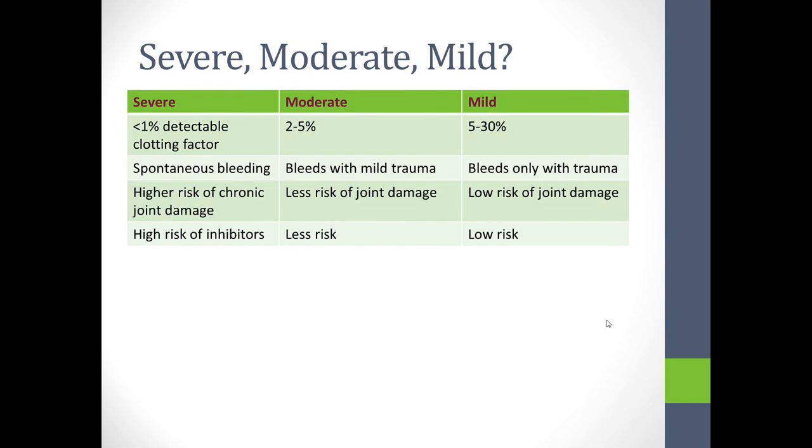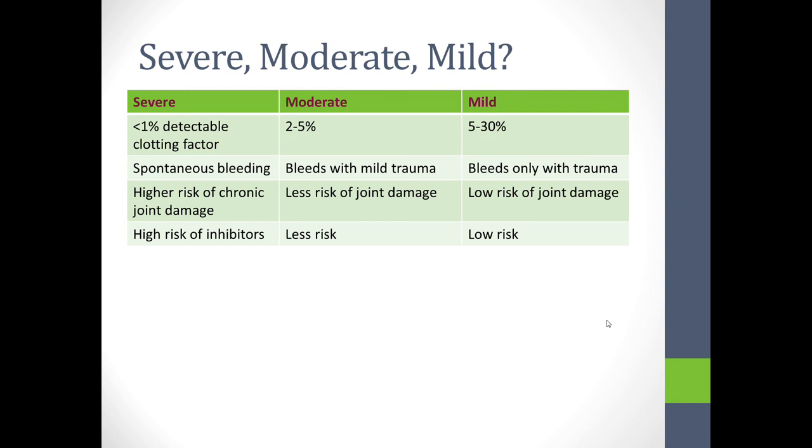Okay, so hemophilia is described as severe, moderate, or mild. These have nothing to do with the clinical picture of severity, but have to do with the depth of factor deficiency. And that can affect, in general terms, the clinical picture. Severe is less than 1% detectable clotting factor, moderate 2 to 5, and mild 5 to 30. A severe patient will bleed spontaneously. That means they can bleed without evidence of trauma. A moderate patient bleeds with mild trauma. For example, slipping on a stair may well cause you to have a severe bleed, where in a normal person it may barely cause a bruise. A mild patient will bleed excessively with trauma. For example, you could be hit in the head with a soccer ball and have severe concussion bleeding, as opposed to a mild bruise in a normal person.